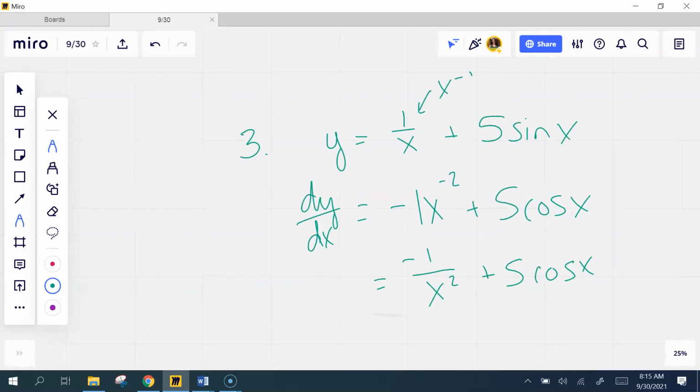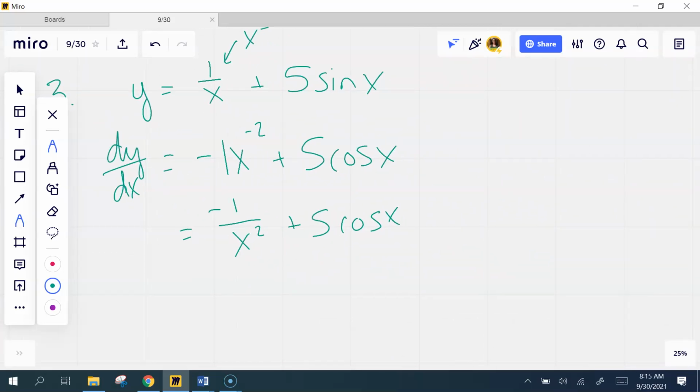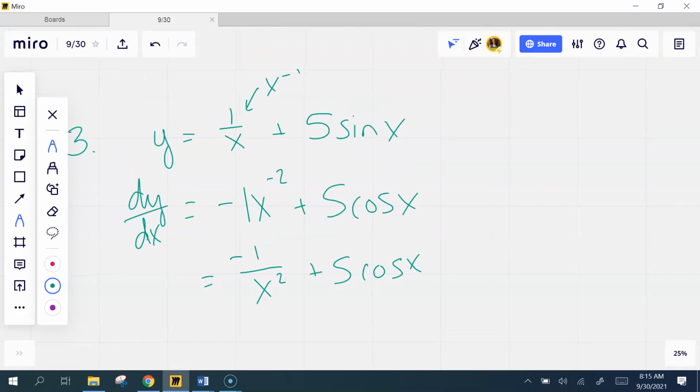How did you go from negative 1 to negative 2 to negative 1 over squared? Okay, so remember, in the bottom means negative exponent, right? So I bring it around front and I subtract 1.